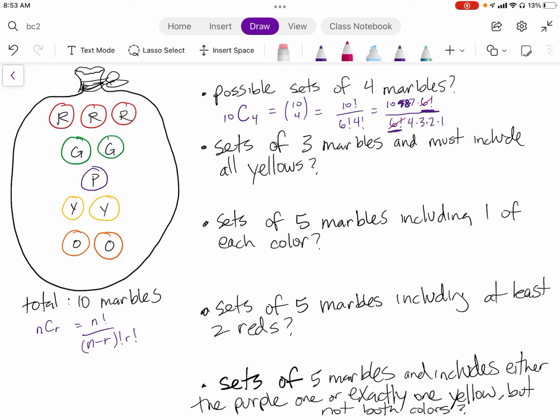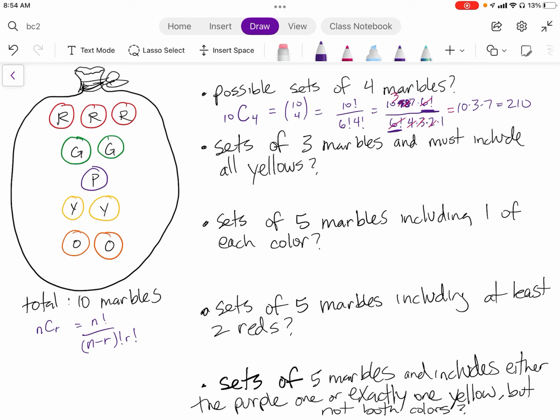Anyways, 4 times 2 is 8, so I could cancel that 8. And I also see 9 over 3, right? 9 over 3 reduces to a 3. So now I have 10 times 3 times 7. 10 times 3 is 30, times 7 is 210. And again, test that out in your calculator. Make sure you get 210. Good to go.